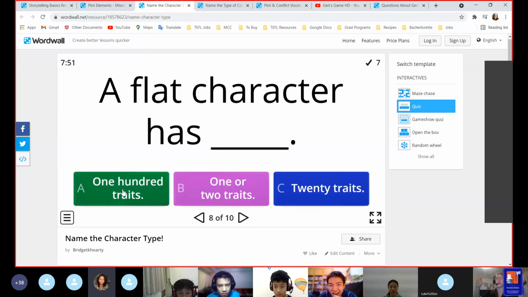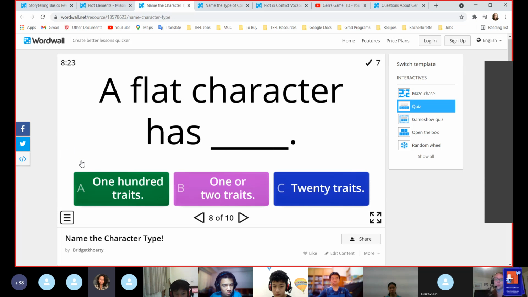So round means that there's a lot happening. They seem like a person we might see in everyday life. They have many traits. They're very complicated or complex characters, okay? All right, so the opposite, a flat character has 100 traits, 1 or 2 traits, or 20 traits. So remember, flat characters are the opposite of round characters.